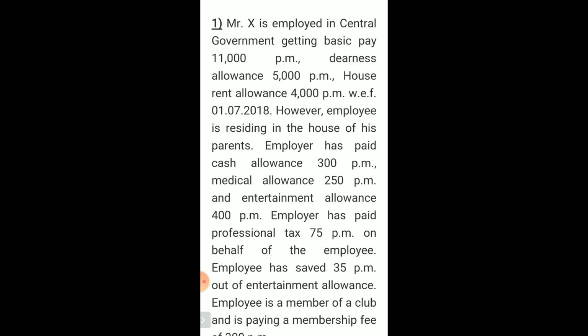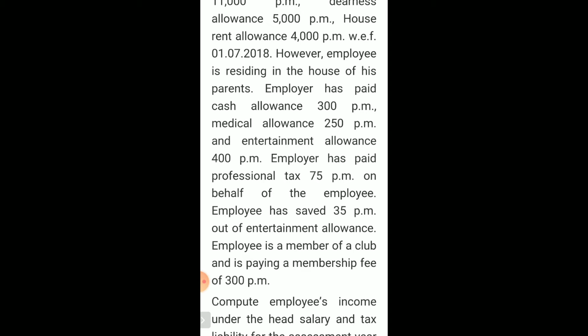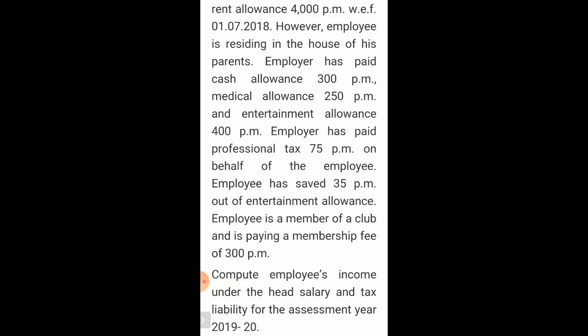Employer has paid cash allowances 300 rupees per month, medical allowances 250 rupees per month, and entertainment allowances 400 rupees per month. Employer has paid professional tax 75 rupees per month on behalf of the employee. Employee has saved 35 rupees per month out of entertainment allowances. Employee is a member of club and is paying a membership fees of 300 rupees per month.